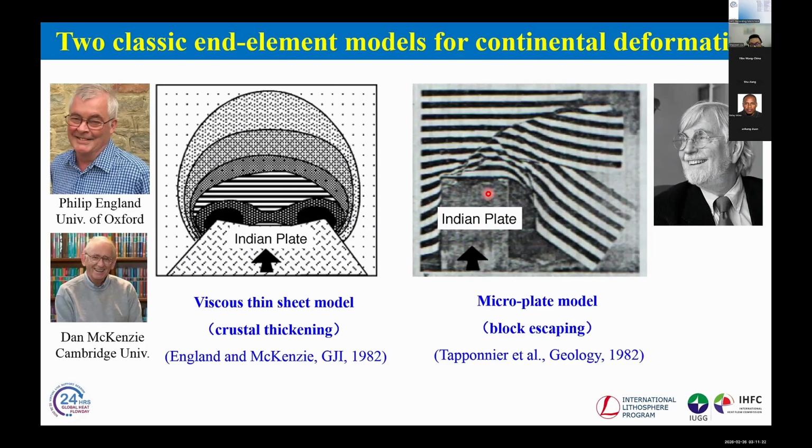resulting in a lot of large-scale strike-slip faults around the different blocks. The first one is the Indochina block, the second one is the South China block, and then the North China block, like this. With the collision between the Indian and Eurasian continents, a lot of small blocks can escape. So this is the microplate model. As we can see, they are totally different.